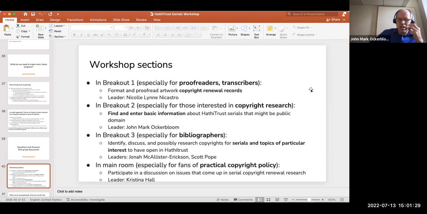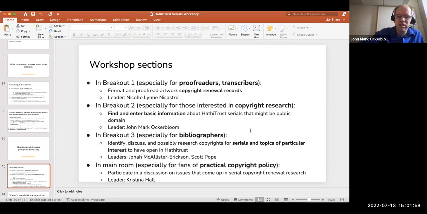Breakout 3 is especially for bibliographers, but as Jonah points out, it's potentially for librarians or people of all sorts of interests who just want to talk about or identify for themselves particular serials or topics, areas of particular interest that would be good to focus on and maybe get some concerted effort on, whether it's to open them in HathiTrust or do further research on their copyrights or otherwise. So that will be that breakout. That's going to be led by Jonah and Scott.